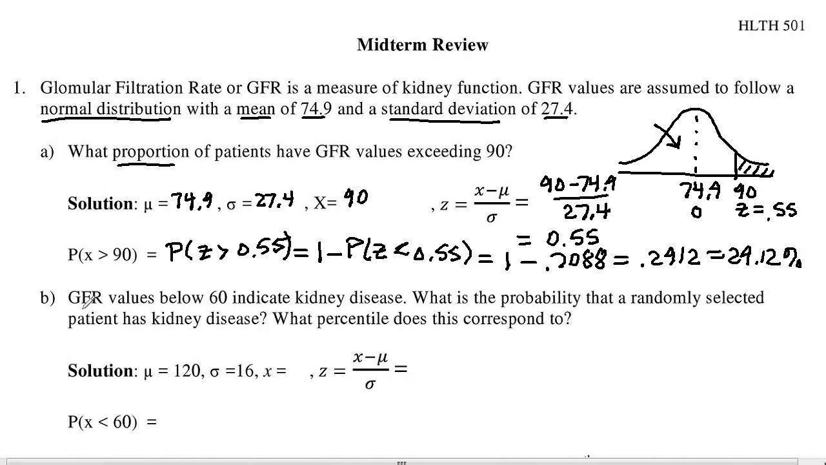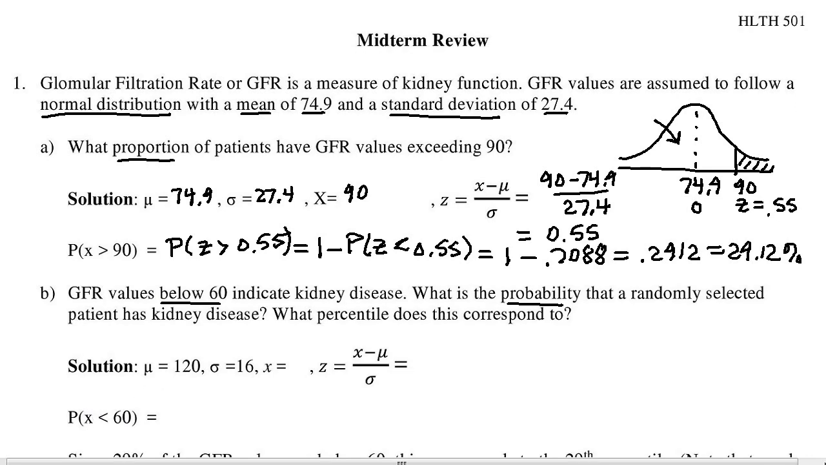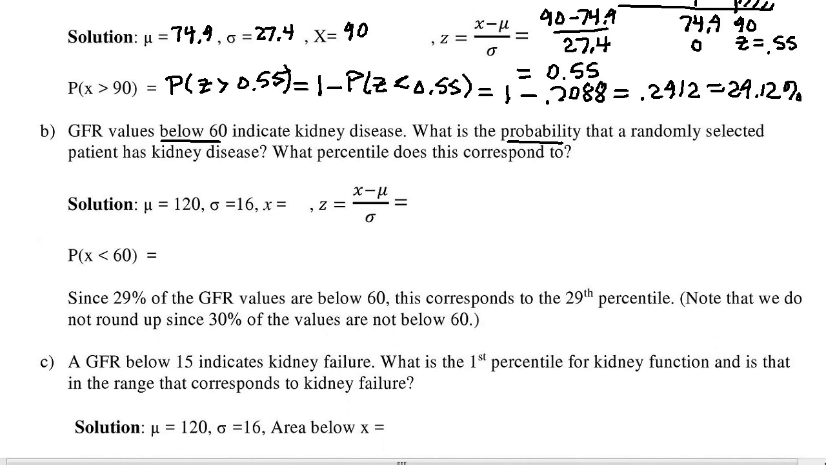So next they ask us, GFR values that are below 60 indicate kidney disease. So if your kidney function is below 60 by this measure, you have kidney disease. We want to know what's the probability that a randomly selected patient has kidney disease. So probability, again, is still asking about area under the normal curve. And so below 60 is kidney disease. So what we want to know is the probability that x, our random variable, the GFR value, is below 60.